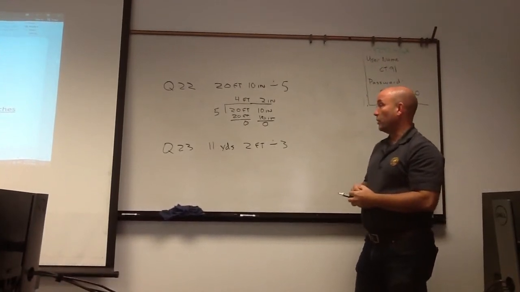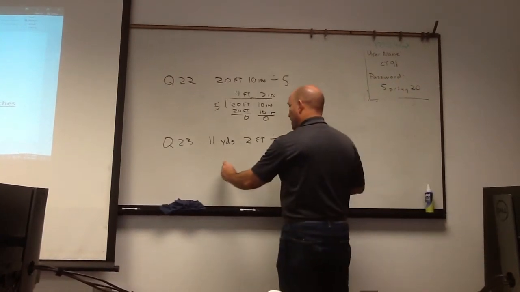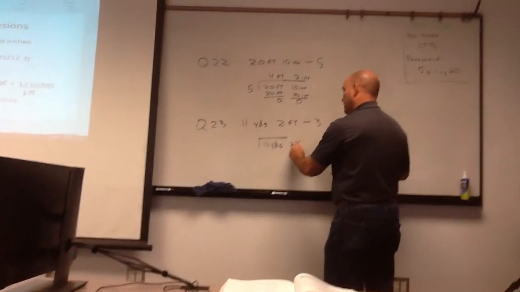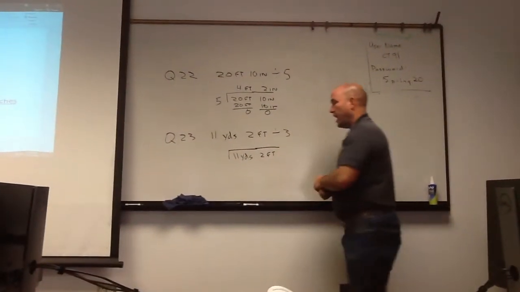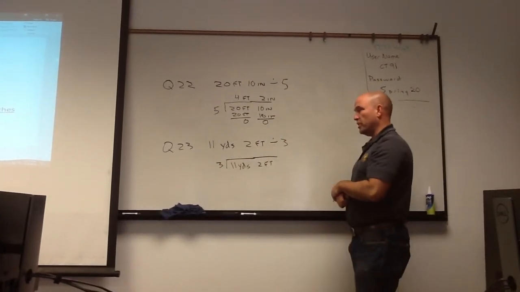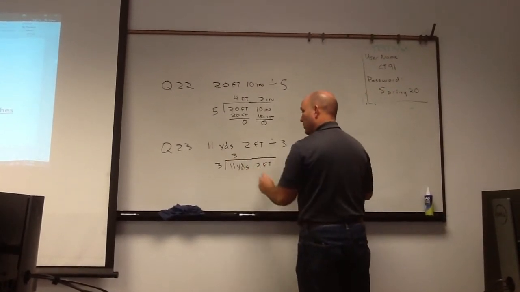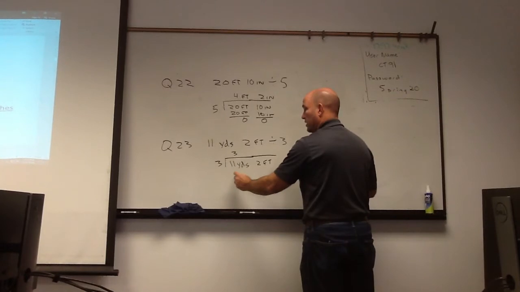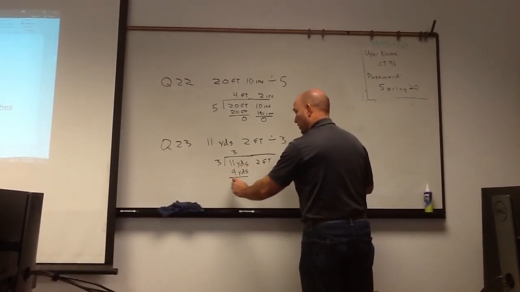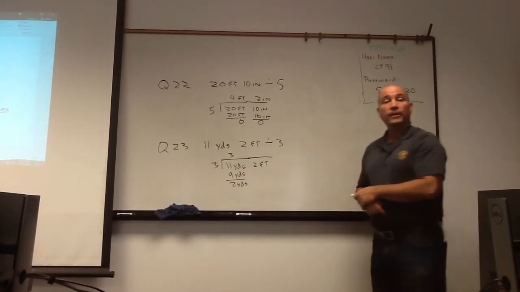Now let's look at question 23, which is different. So now what we're going to do is the same idea: we're going to put the 11 yards, 2 feet in here, and divide by 3. So we're going to start with the big unit first, and when we do, we say, oh, hey, guess what? 3 goes into 11 3 times. And when we do that, we're going to end up with 2 yards as a remainder.